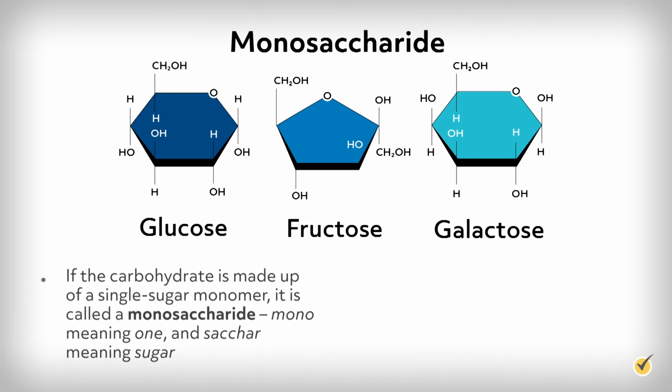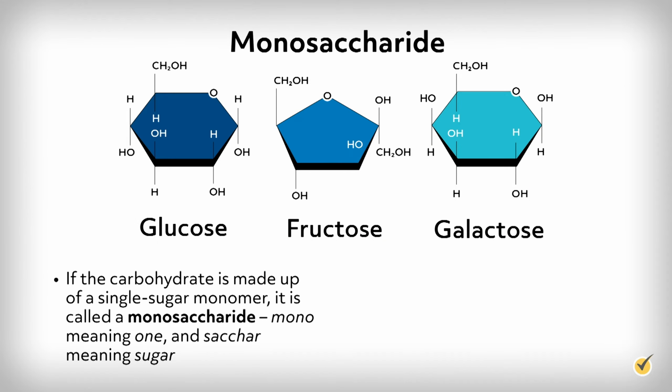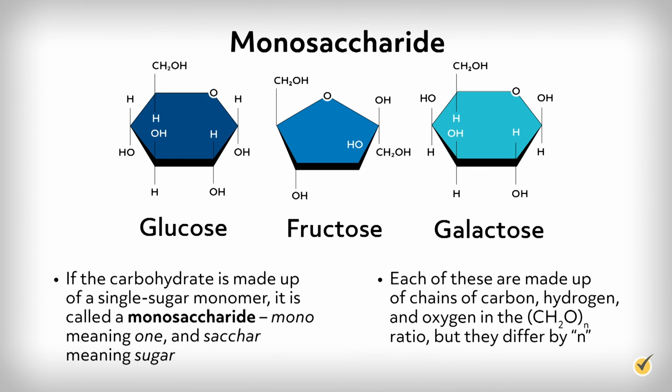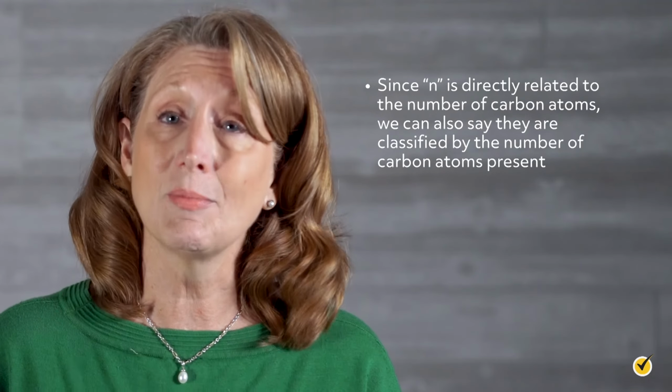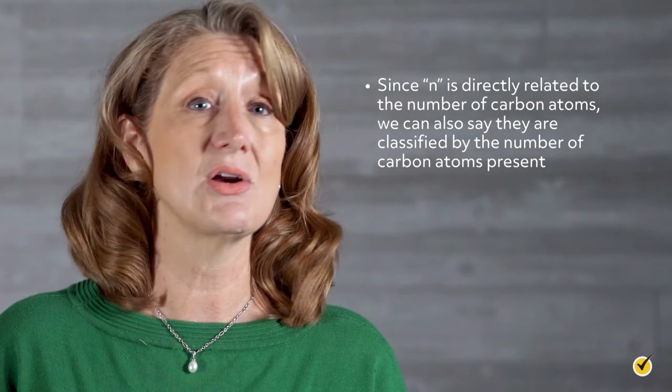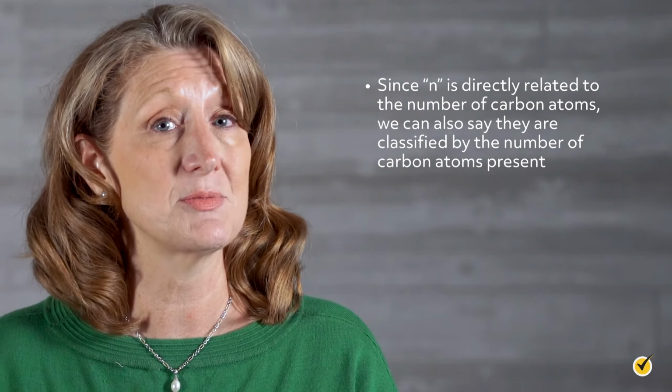One way we can classify carbohydrates is by the number of monomers they contain. If the carbohydrate is made up of a single sugar monomer, it is called a monosaccharide, mono meaning one, and saccharide meaning sugar. Each of these are made up of chains of carbon, hydrogen, and oxygen in the (CH2O)n ratio, but they differ by n. Since n is directly related to the number of carbon atoms, we can also say they are classified by the number of carbon atoms present.